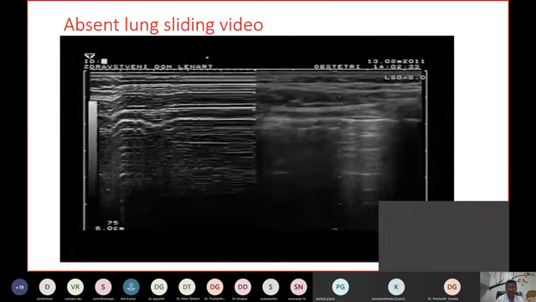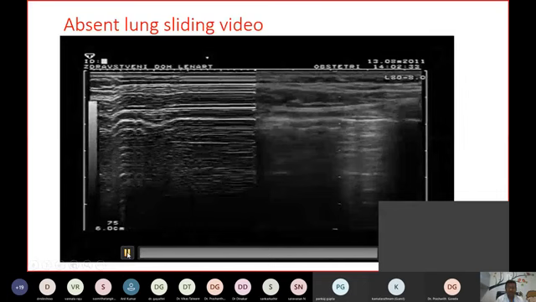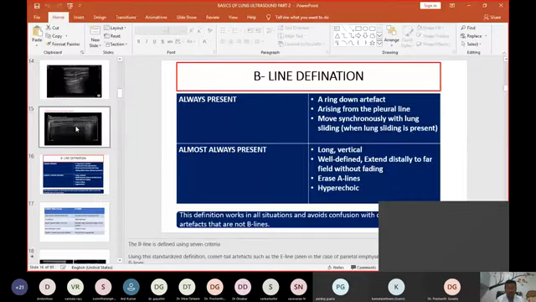I hope my videos are playing. So if you put M mode here, you can see.